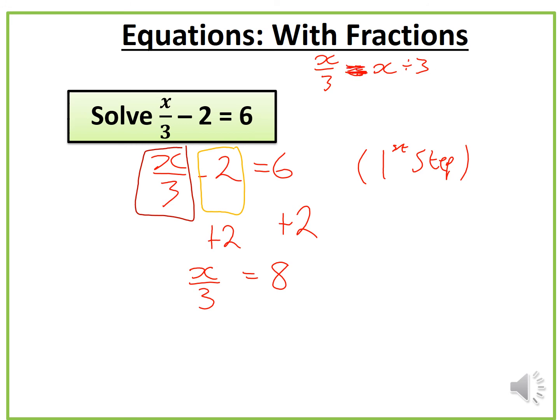So the inverse of divided by 3 is times it by 3 on both sides. So a third of x times it by 3 will give me 1x, so we just have x. And 8 times 3 will give me 24. So our solution is x equals 24.